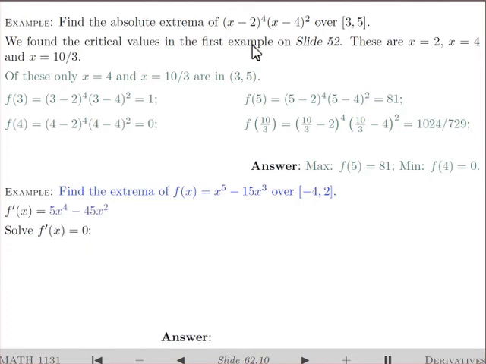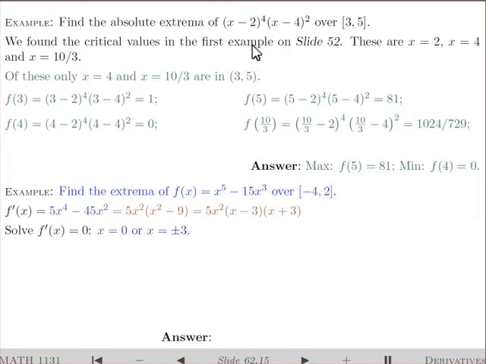To find its zeros, I'm going to factor. We can factor out 5x squared. The other factor will be x squared minus 9, and x squared minus 9 factors as (x minus 3) times (x plus 3). So f prime is 0 at 0, 3, and negative 3. Since f is a polynomial, it's always differentiable. So the only critical values are 0, 3, and negative 3.